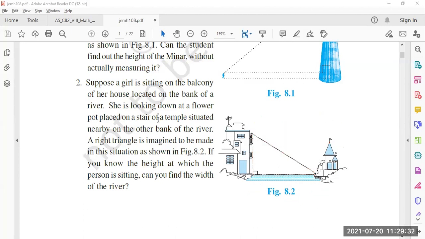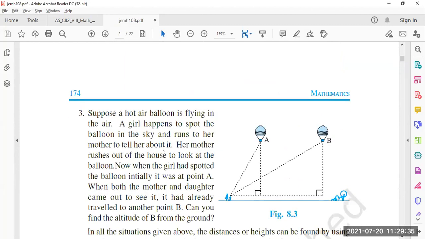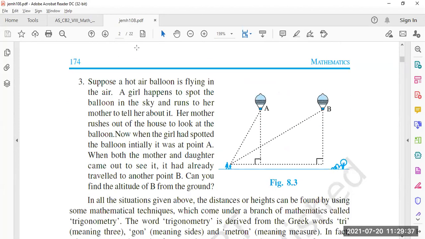Then we also discussed the third situation, in which a girl is standing on the ground alone. Now the mother is not here, I am removing the mother. Yes, a girl is standing alone, and when she looked at the sky, she found a balloon flying.